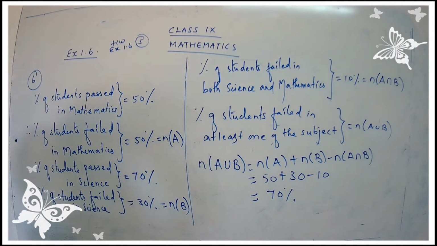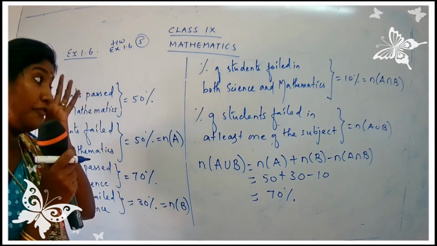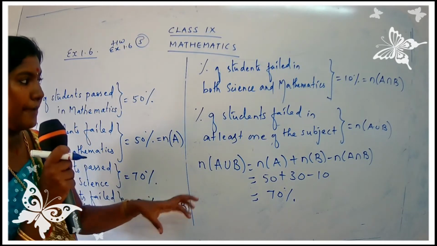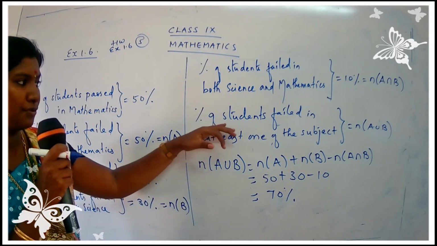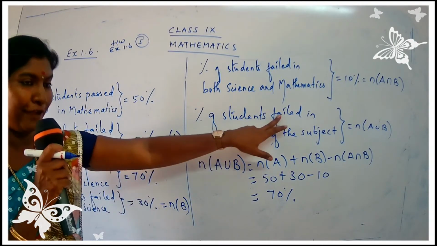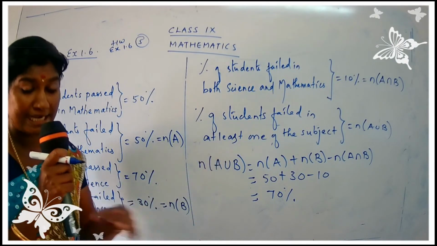Okay, have you got the value? Have you taken on the value, children? So now, this was the information that we collected for the percentage of students who failed in at least one of the subjects. Now I'm just going to find out the percent of students who passed in at least one of the subjects. So this was failed. So I can find out the percentage of students who passed in at least one of the subjects.